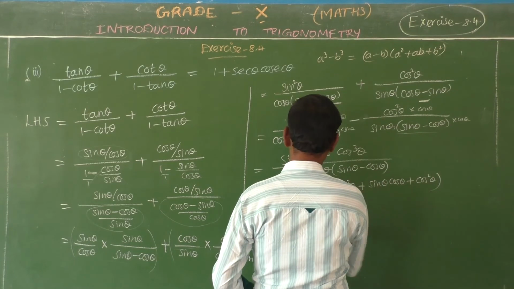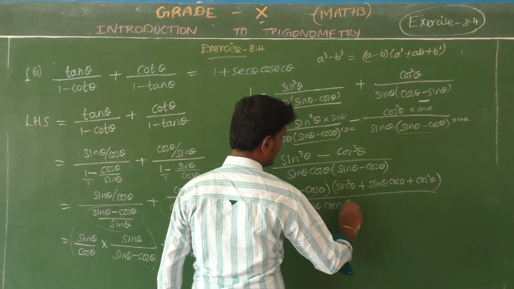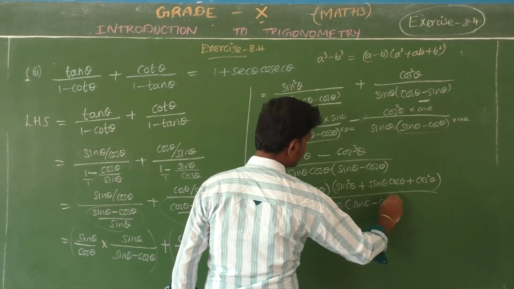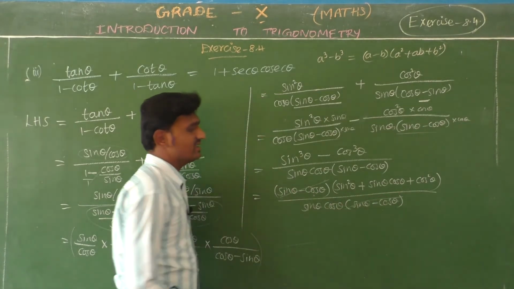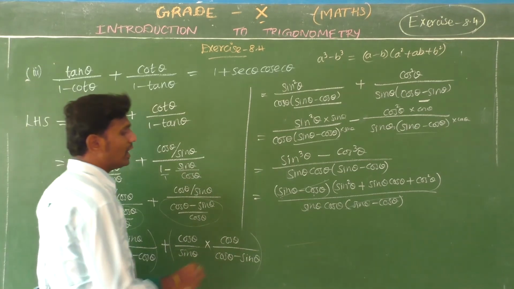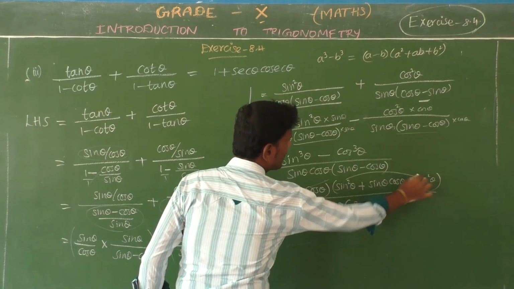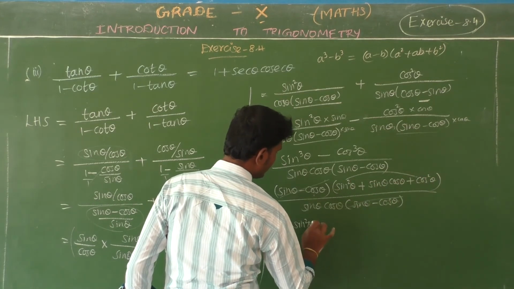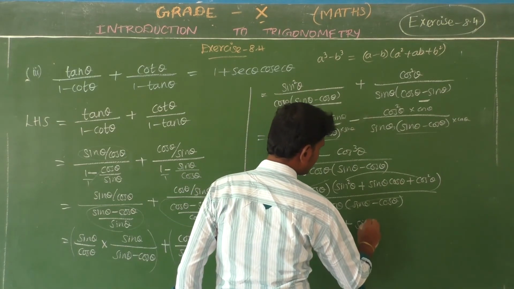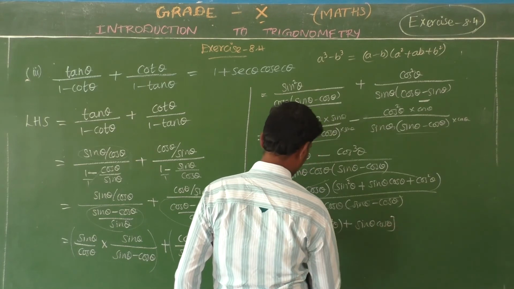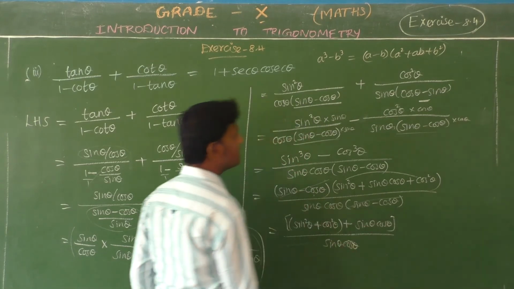cos square theta. So the whole divided by, already you have sin theta into cos theta into sin theta minus cos theta. So very simple, sin theta minus cos theta cancel. Now the remaining terms here are sin square theta. So these two I am going to compare. So sin square theta plus cos square theta plus sin theta cos theta, the whole divided by the remaining terms, only sin theta cos theta.